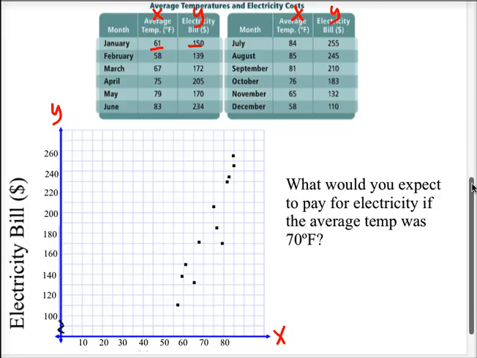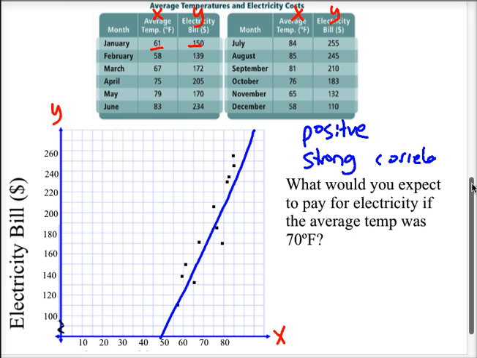Now, once you have all of those points, you can make predictions and talk about the correlation. So here, if I had to take a good guess, I would say that would be about my trend line, modeling what's happening with my data. So you can see that there's a positive slope to it, so it's going to be positive. And I think that's a pretty strong relationship. So positive, strong correlation.